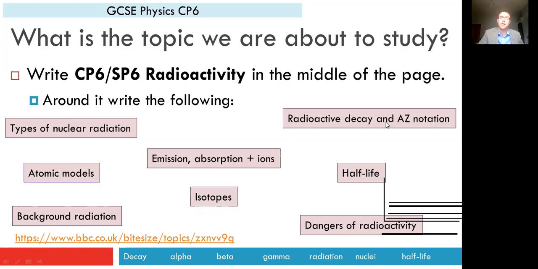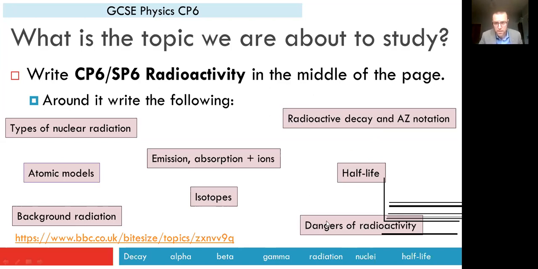Radioactive decay and AZ notation. What is radioactive decay? And what is AZ notation? You will find that on the BBC Bitesize topics. And then finally, what effect does radioactive decay have on the atomic mass and the atomic number of an atom? Half-life. What is the half-life of a radioactive element? What does half-life mean? Try and find that out.